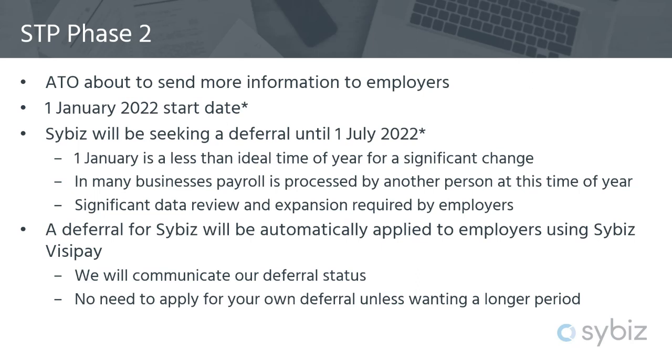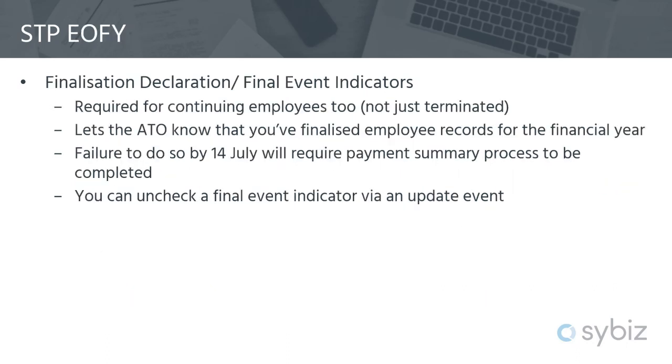Again, there may be some careless information coming out from the likes of accounting firms and the media that could cause some confusion. The only other point I'll make is that if you want to defer your STP2 process even further, let's assume Sybiz is granted a deferral to the 1st of July 2022, but you want until the 1st of October 2022, then in that case you would need to apply for your own deferral. So that's just a few things about that.